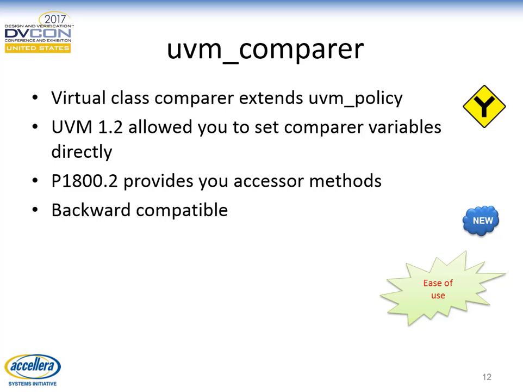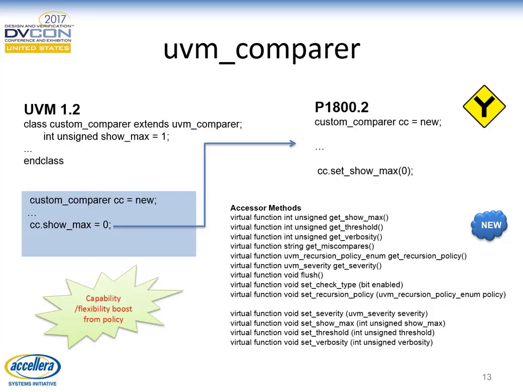UVM 1.2 allowed you to set the comparator variables directly. In addition to that, we now provide you accessor methods. It's sitting as a layer on top. The big thing here is I think that it makes it much easier to use. You don't have to exactly remember which knobs are in the comparator. If you're using a good IDE, chances are the IDE may be able to give you a listing of methods too. So let's take a quick look.